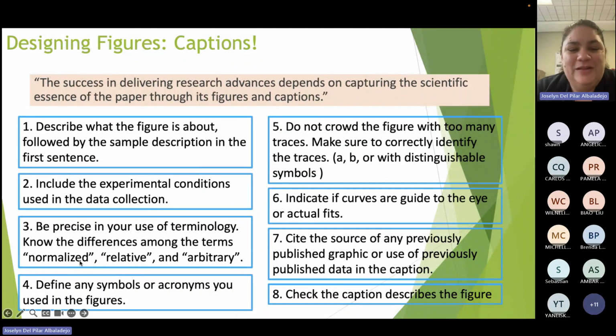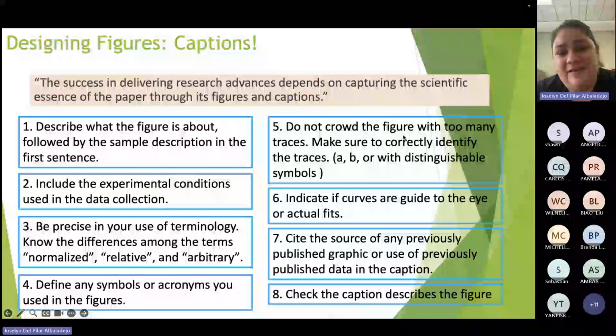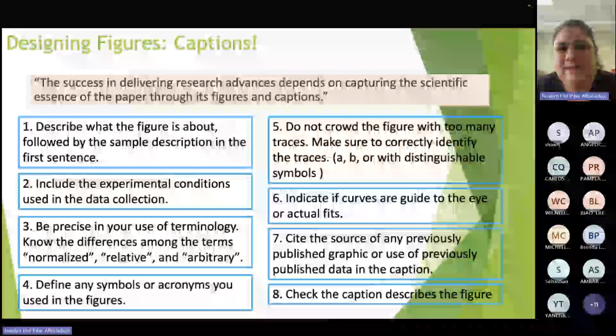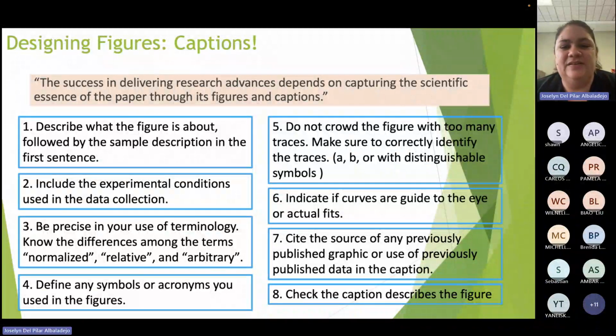Know the difference between normalized, relative, and arbitrary. Sometimes I see arbitrary units and they're units that have been normalized, right? So make sure that you understand these terms. Define any symbols or acronyms. Do not overcrowd your figure. If you have a lot of traces, it will be very hard to understand what you're trying to say in that figure, right? Try to use colors that guide your eye. Don't use colors and different shapes, like squares, if you're going to identify a trace, for example; do it in just one way. And nowadays we're advising that you can identify the different traces even if you don't print the paper in color, right?